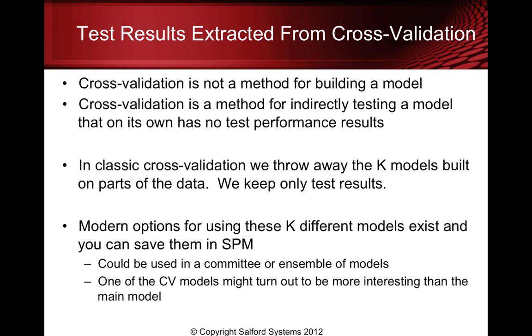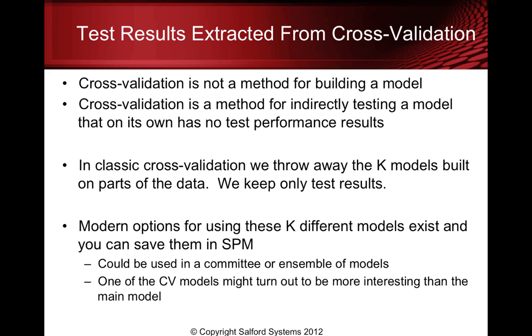So, here are some important points. Cross-validation is not a method for building a model. It is a method for indirectly testing a model that on its own has no test performance results. In classic cross-validation, we throw away the K models built on the parts of the data. We keep only the test results. Modern options for using these K different models exist, and you can save the K models in SPM software if you want.